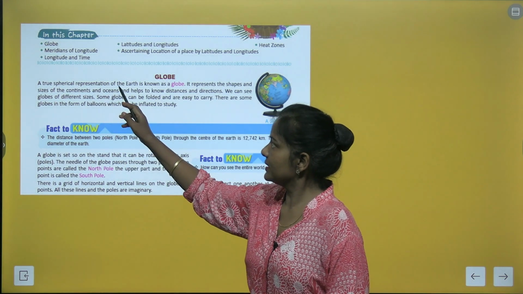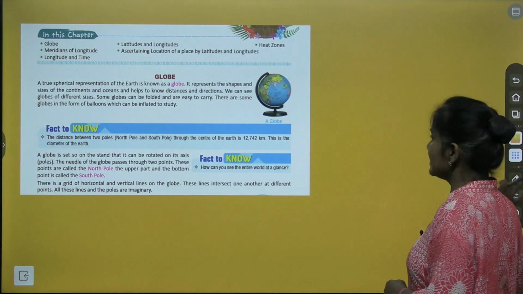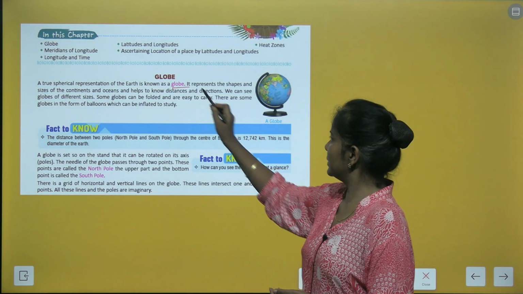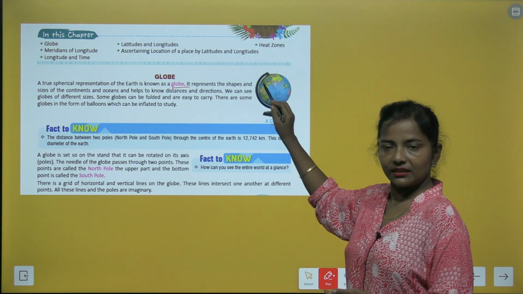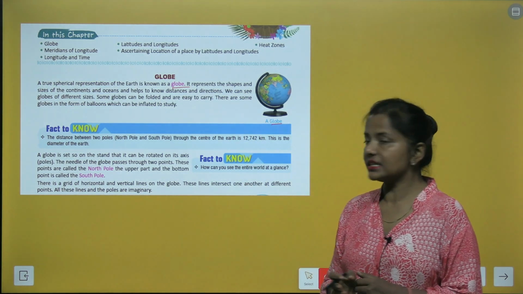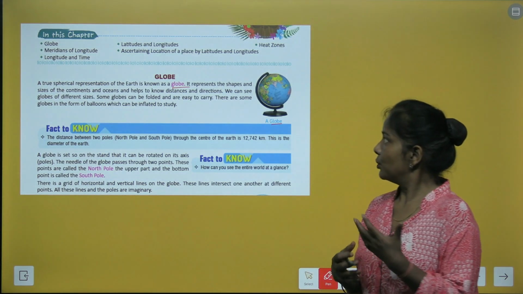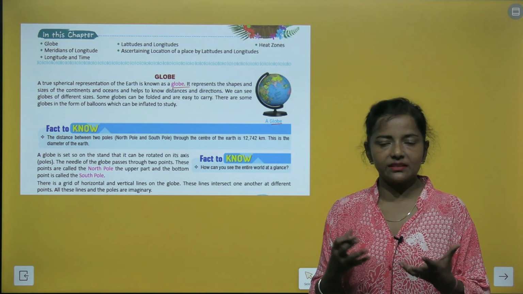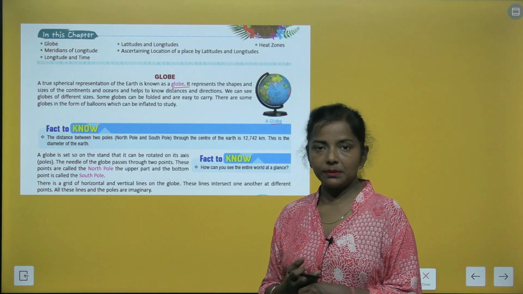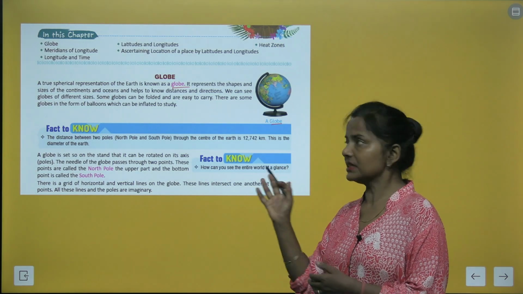A true spherical representation of the earth is known as a globe. Earth का जो एक true representation है उसे कहा जाता है globe. See, this is a globe. Earth की तरह ही होता है, देखिए. It represents the shapes and sizes of the continents and oceans and helps to know distance and direction. वो क्या represent करता है? Shapes और size, continents का कैसा shape और size है, और oceans के बारे में भी बताता है, and helps to know the distance और directions का भी पता लगता है हमें इस globe से.